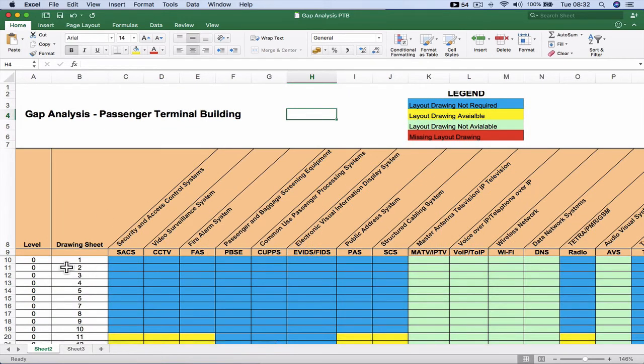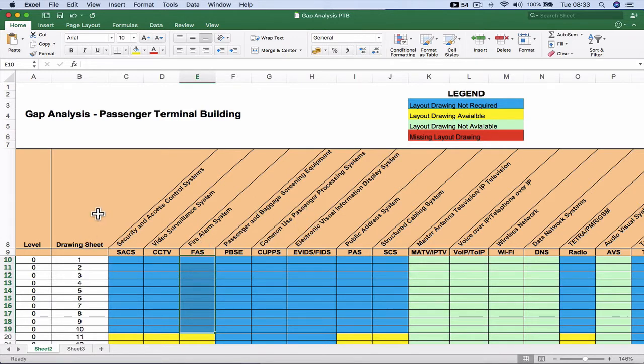So drawing level 0, drawing sheet number 1, and here's all your IT systems. So not knowing what's on level 1, a drawing not required. Well, that's kind of interesting if you think about a fire alarm system, because normally in a passenger terminal building, the entire building has to have a fire alarm. So these drawings here may need clarification, whether it's a structural void or not. You still need some type of sensor or something.